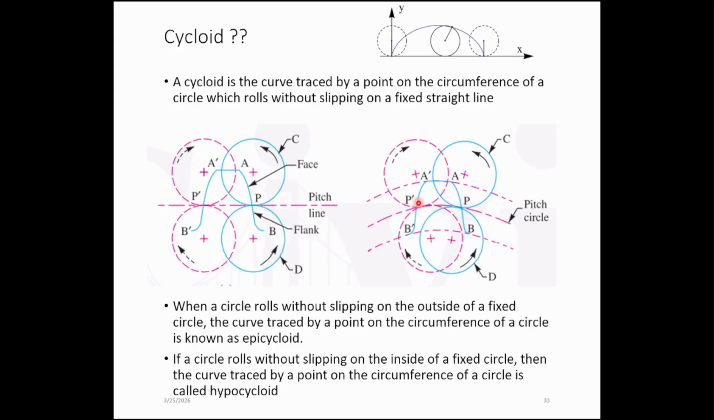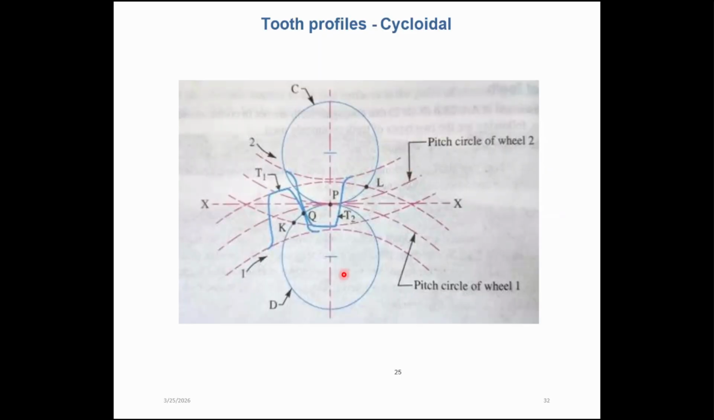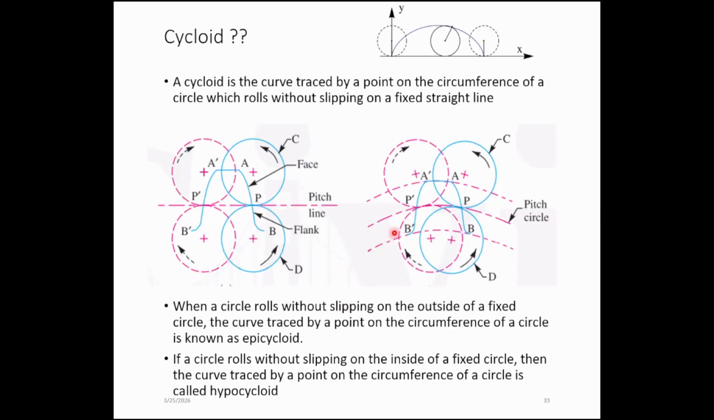Now you need to pay attention to this pitch circle, right? At the top, we call it the addendum side. We have our epicycloid shape. From A dash to P dash, we have the epicycloid shape or profile, while at our dedendum, from P dash to B dash, we have our hypocycloid. Is that clear?